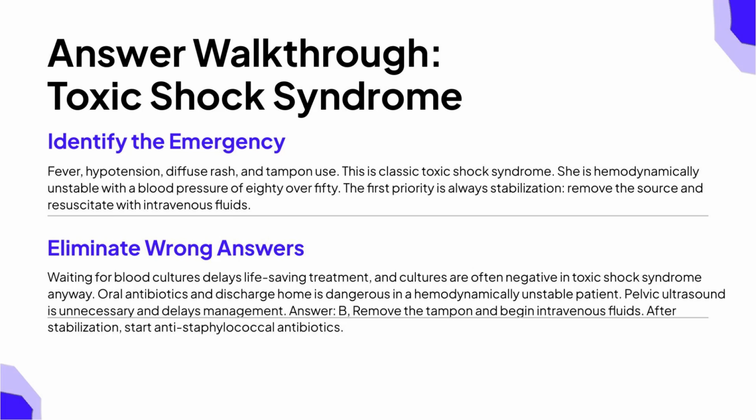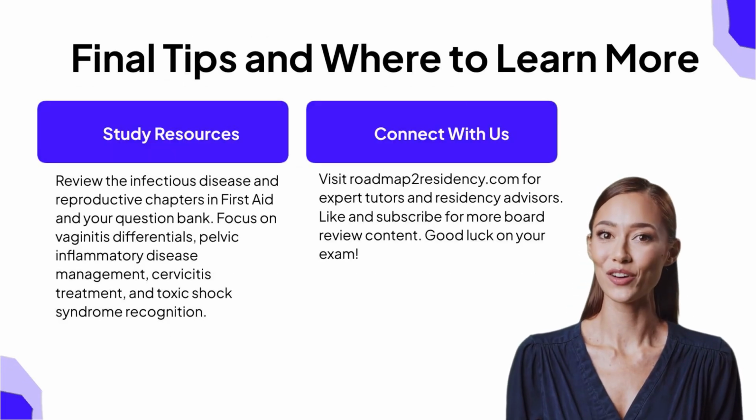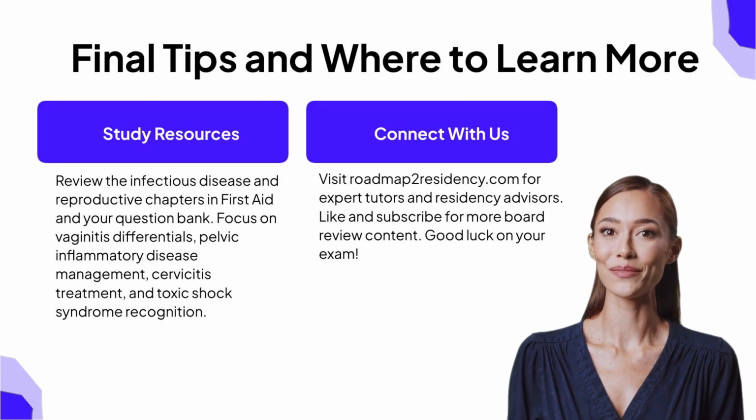After stabilization, you would start anti-staphylococcal antibiotics such as vancomycin or nafcillin. On the boards, always stabilize first and remove the source in toxic shock syndrome. That wraps up our review of gynecologic infections for Step 2. Let us do a quick recap of the key strategies.